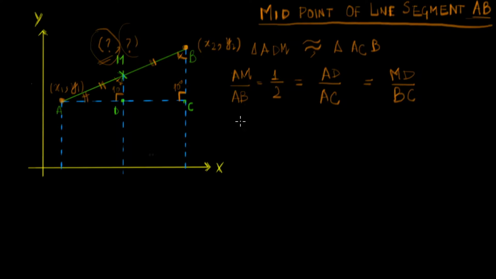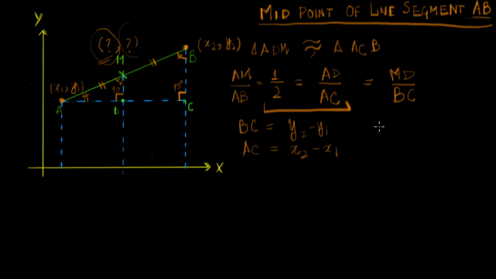Alright, let us consider this and let us try to write down what AD and AC are. So, BC here is equal to this height minus this height, which is y2 minus y1, and AC is this distance, which is x2 minus x1.